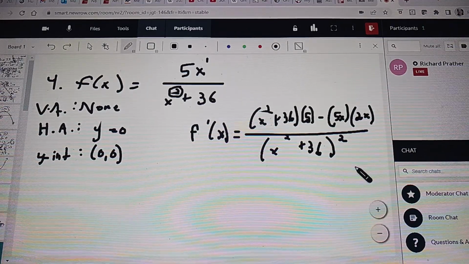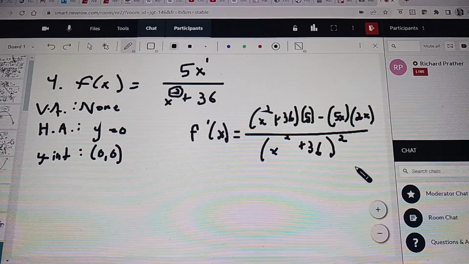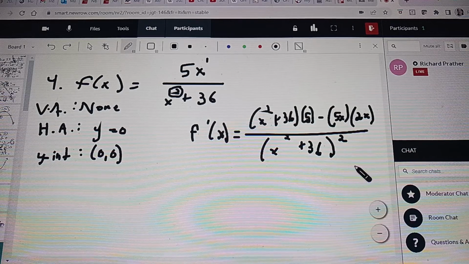And again, the nice thing here is the denominator can never be 0, and it's always squared, so it's all positive, really. The denominator is always positive. So if the numerator is either all positive or all negative, then we know that we're always increasing or always decreasing.